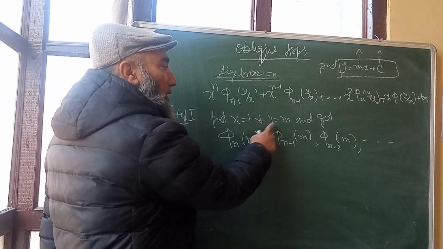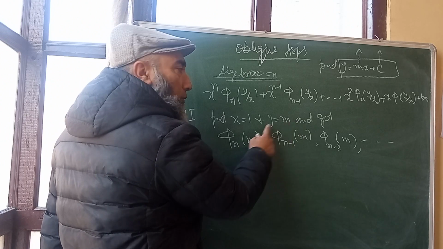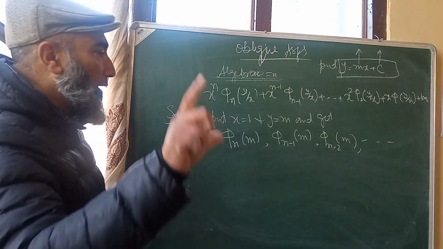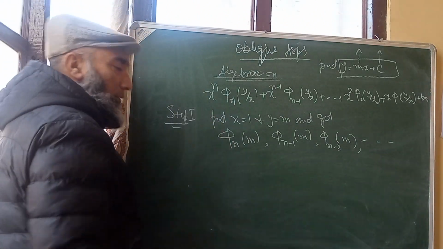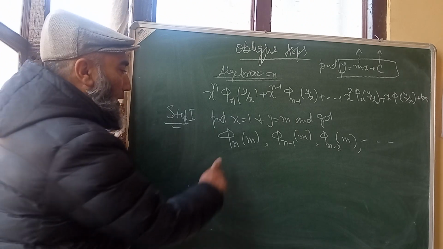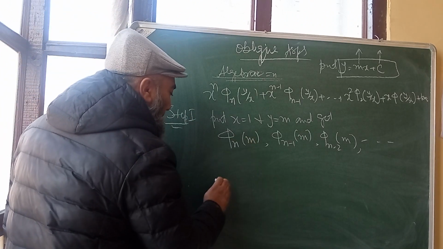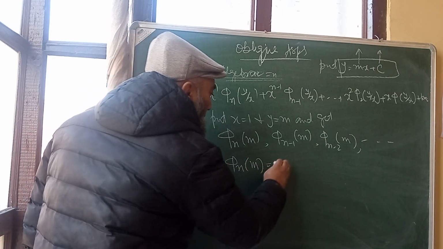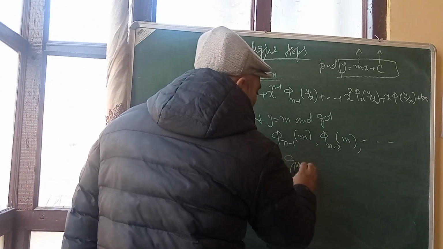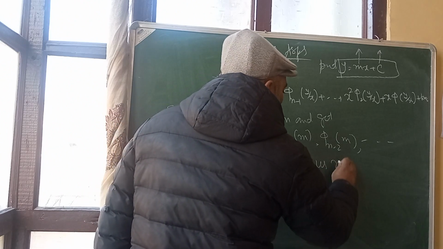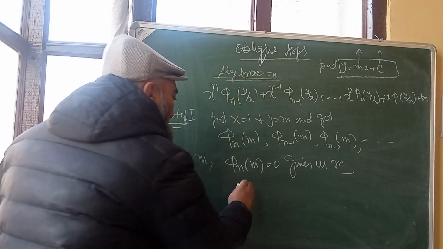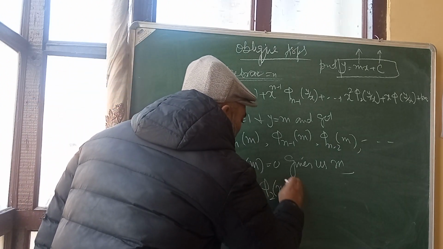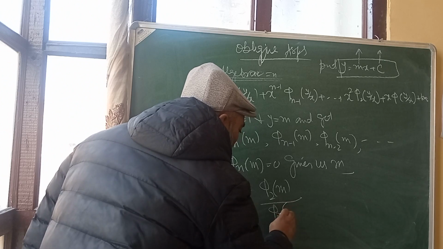Why do we replace y by m and x equal to 1? This is given in the book; you can see it on your own. Now, how to find m? The m is obtained by putting phi n of m equal to 0. So phi n of m equal to 0 gives us the slope m, right? And c, how is c obtained? c is given by minus phi n minus 1 of m by phi n dash of m.